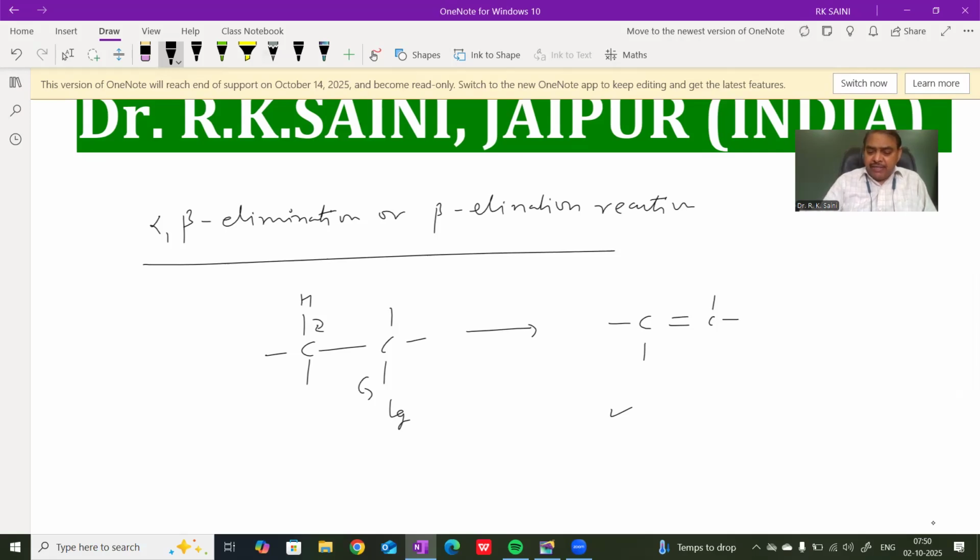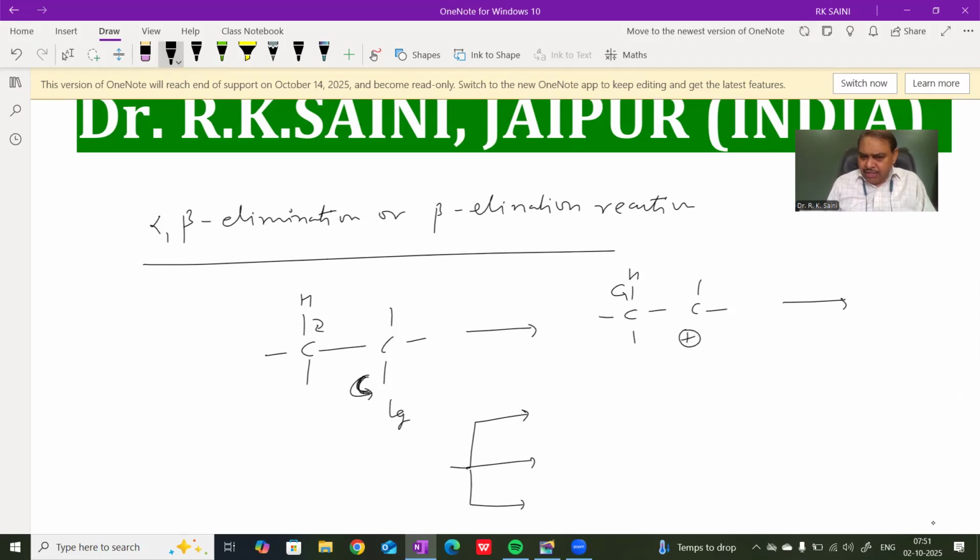On the basis of their mechanism, there are mainly three types. In the first case, if the leaving group leaves the substrate first, then formation of a carbonium ion takes place in step first, and then deprotonation takes place. Such type of reactions are known as E1 reaction, or unimolecular elimination, because the rate of reaction depends only upon the concentration of substrate, because after removal of the leaving group, it changes into the carbonium ion.